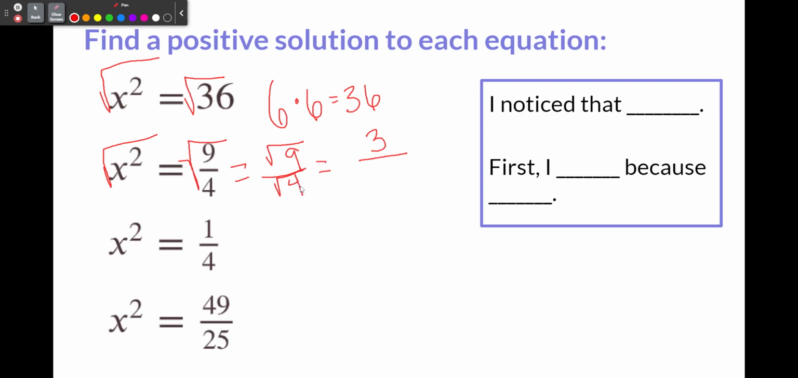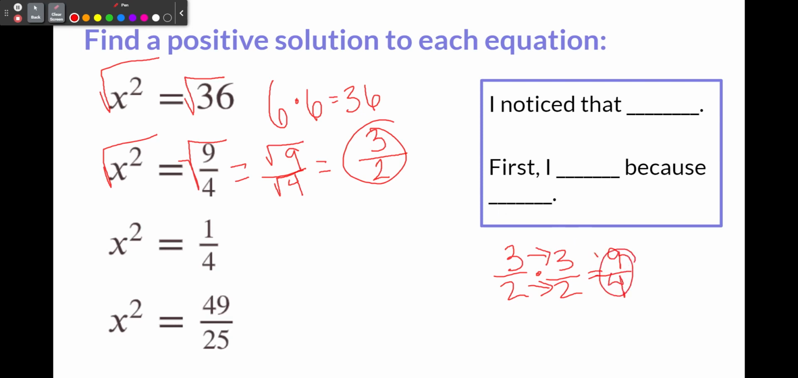All right, square root of 4. So what times what is equal to 4? That would be a 2. So the square root of 9/4 is equal to 3/2. And if you're not sure about that, we could go ahead down here in our corner, do 3/2 times 3/2. When we multiply fractions, we multiply straight across, and 3 times 3 is equal to 9, and 2 times 2 is equal to 4. And this matches up with this over here.